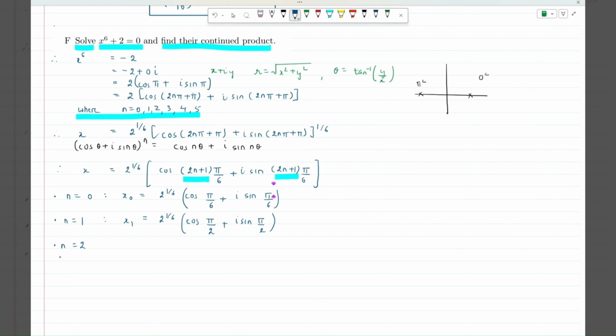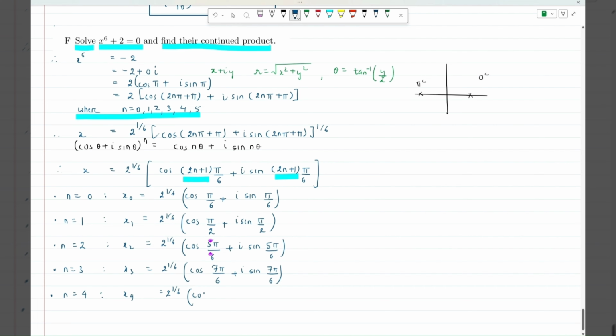Plugging in n equal to 2, we will get x2, which is going to be 2 raised to 1 by 6 cos of 5π by 6 plus i times sine of 5π by 6. n equals 3 gives us x3 is equal to 2 raised to 1 by 6 into cos of 7π by 6 plus i times sine of 7π by 6. n equals 4 will give us x4 is equal to 2 raised to 1 by 6 into cos of 9π by 6, which is going to be 3π by 2, plus i times sine of 3π by 2.